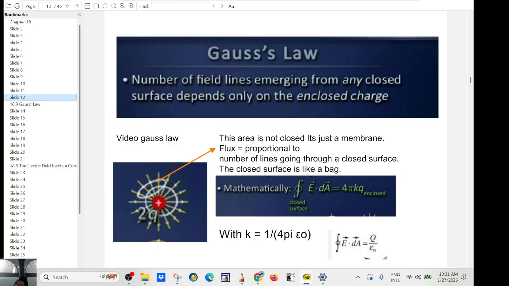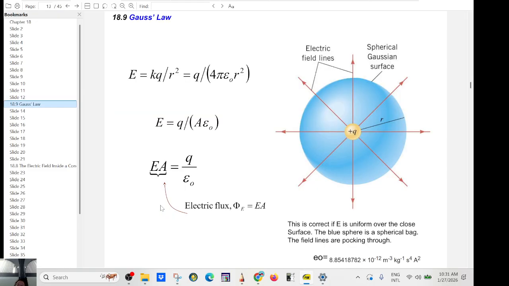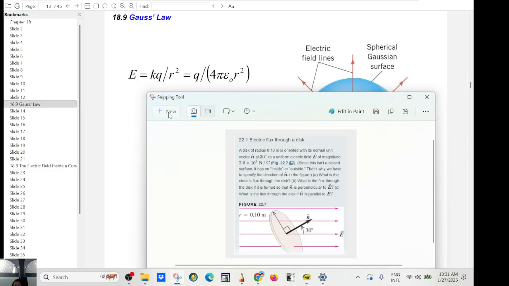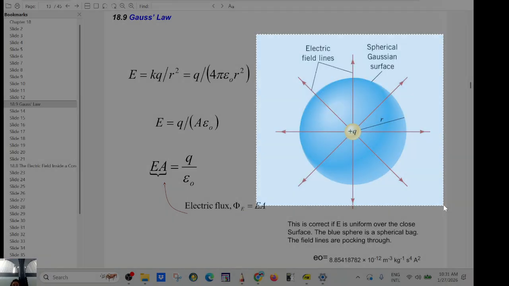Okay, so the number of lines through a closed surface, which is imaginary, in your head, will depend on the amount of charges inside that bag. Okay, so we can show that here. It's a consequence of Coulomb's law.